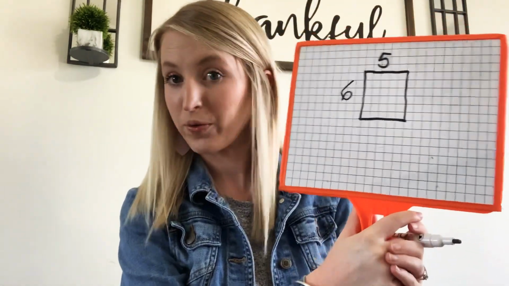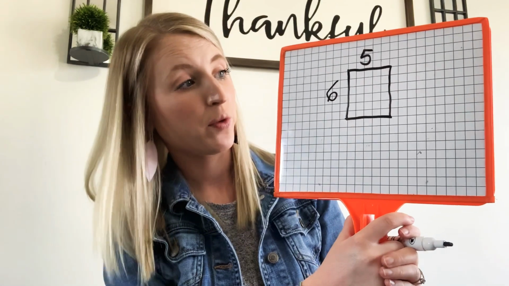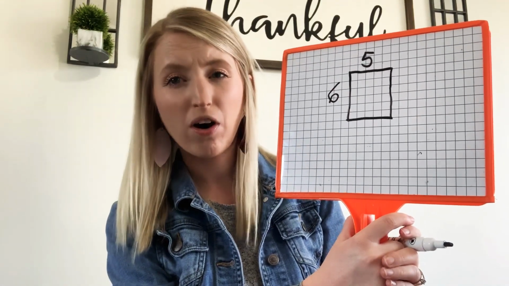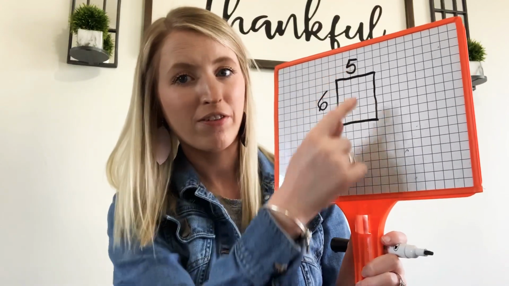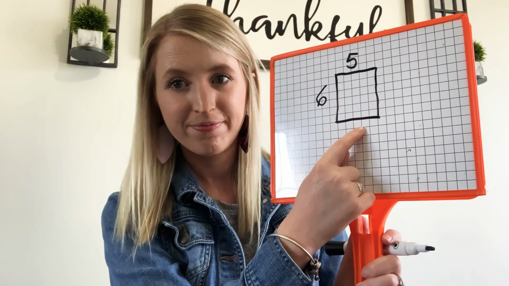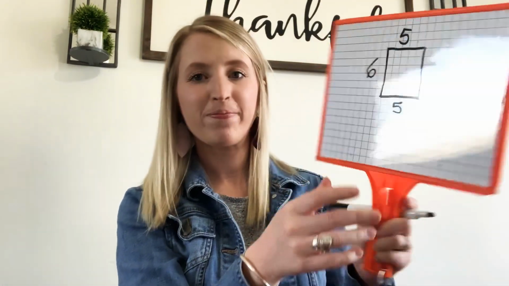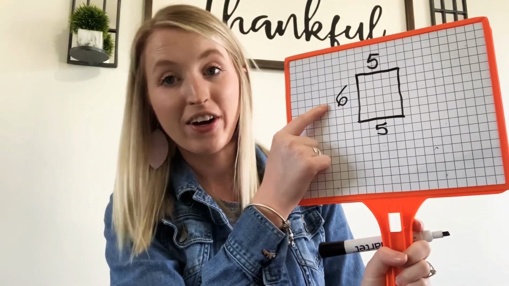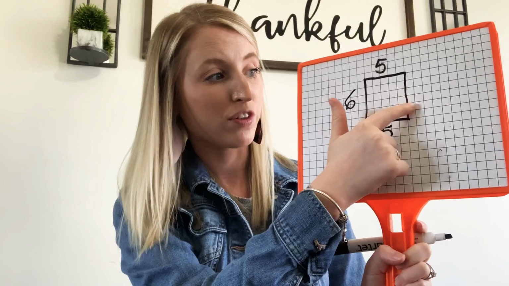Okay, now again, we're not finding area, we're finding perimeter. So we have to look and make sure we know what all 4 sides would be. So if our width up top is 5, that means that down here, this side would be what? 5, yes, 5. And if we know our length on this side is 6, that means that our length over here would be 6.